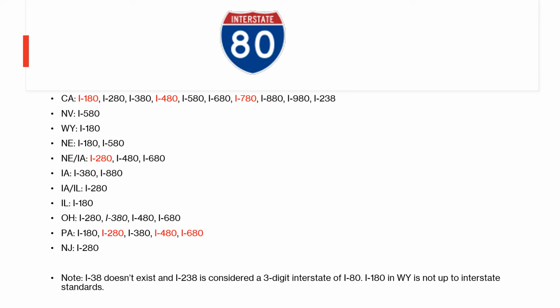Note on here, and why is there an I-238 on here? I-38 does not exist, and I-238 is considered a three-digit interstate of I-80. And it's actually 238 came from a state route number from California. That's why you have it on there. I-180 in Wyoming is not up to interstate standards, but yet it's still signed as Interstate 180.